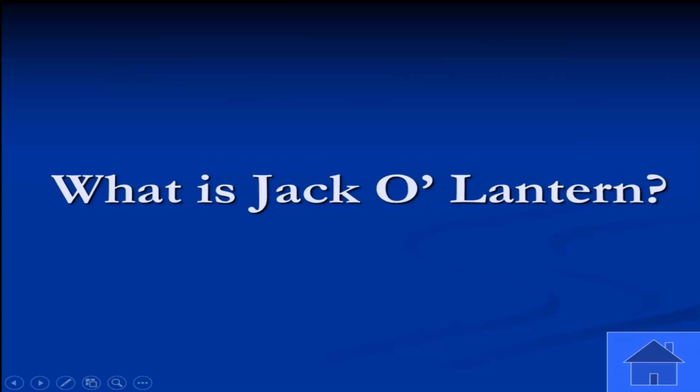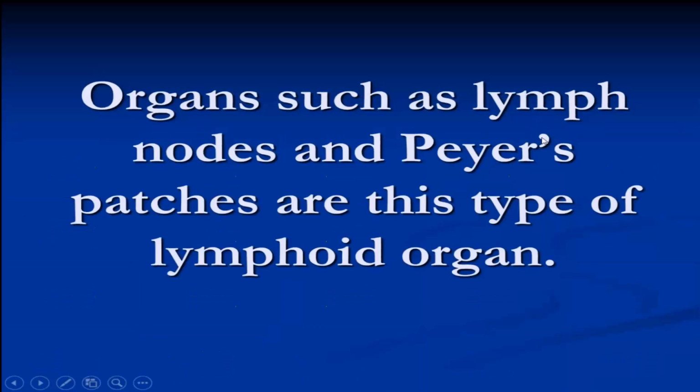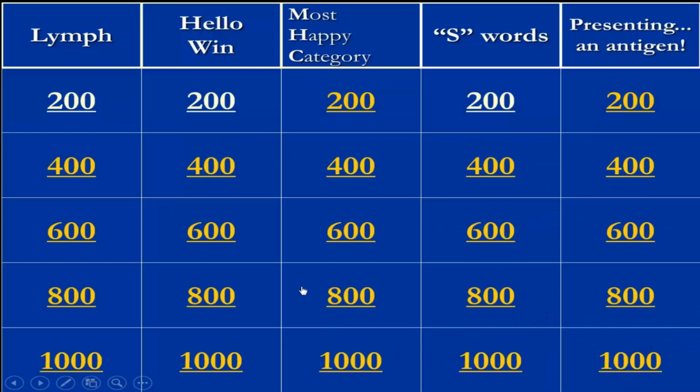Let's do S-words for 200. Organs such as lymph nodes and Peyer's patches are this type of lymphoid organ. What is secondary lymphoid organ? It's not too bad. Well, this is Peyer's patches, so it's supposed to be easy to remember.